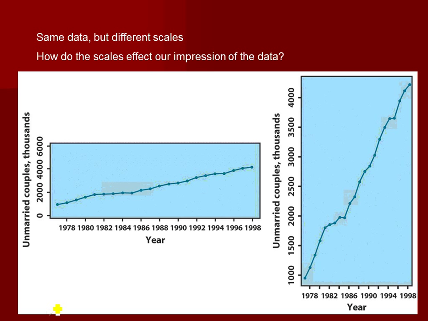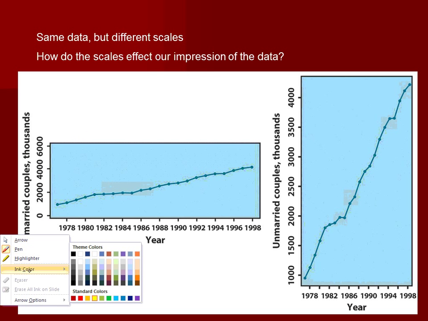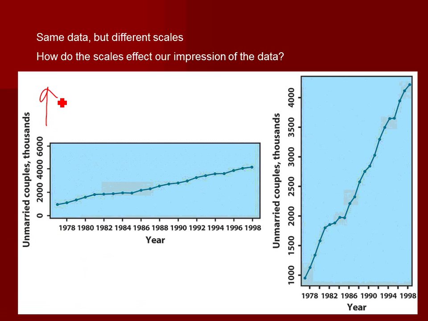Here's another example of how we could stretch things to make them look different. This is the same exact data about the amount of unmarried couples over the course of 20 years, from like 78 to 98. And we see, yes, there is a steady rise. However, if you looked at the same data and you just took this y-axis and stretched it up, and if you took the x-axis and stretched it in, then all of a sudden, what was just a steady increase becomes a huge increase. So we need to be careful about how we are stretching our data.